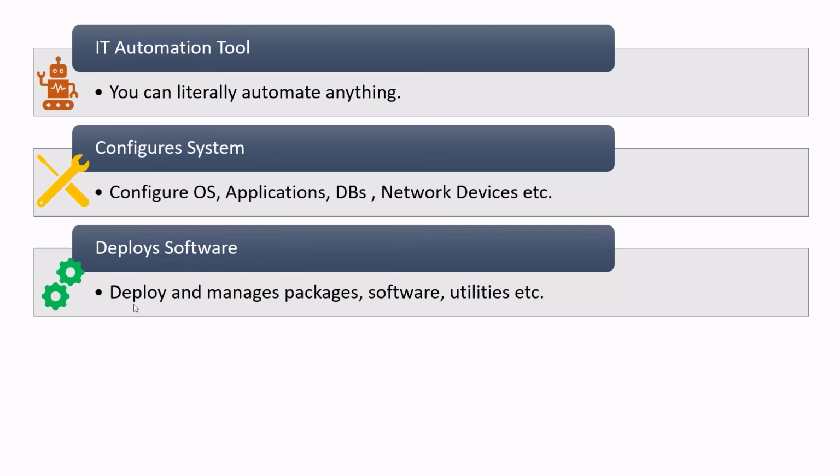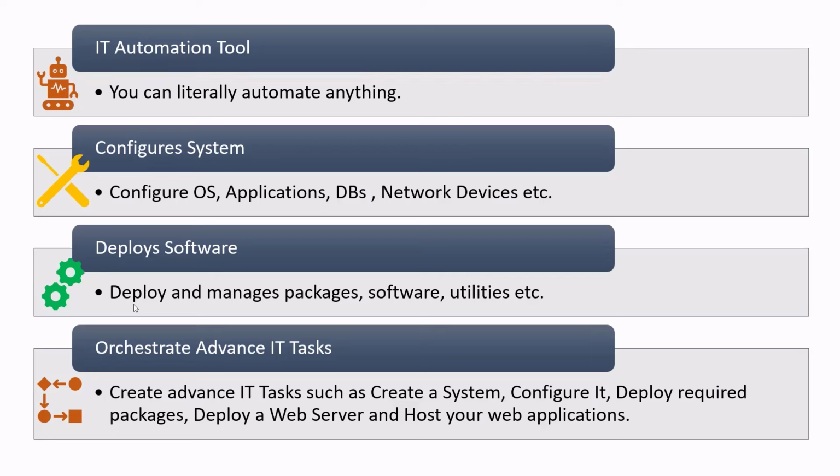Ansible is used a lot to deploy software. You can deploy any kind of packages, you can manage software, you can configure the software, you can set the default settings and so many things. And with the help of Ansible, you can also orchestrate advanced IT tasks. Like you can create a flow which has, let's say, 10 tasks to be executed in a sequence or based on some sort of condition. So you can do those kinds of things using Ansible as well.